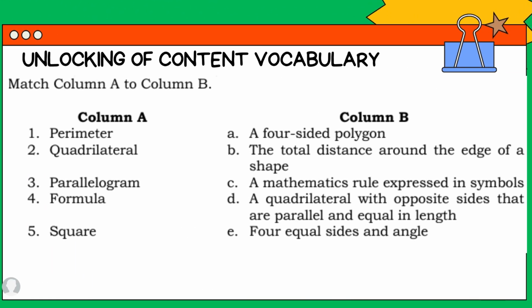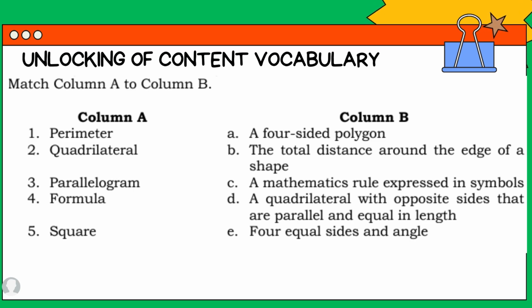This time, we have the unlocking of content area vocabulary. We have here words in column A and its meaning in column B. So we need to match column A to column B. The words in column A are perimeter, quadrilateral, parallelogram, formula, and square.